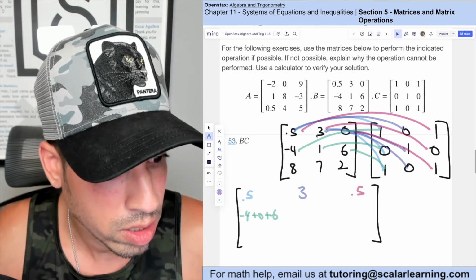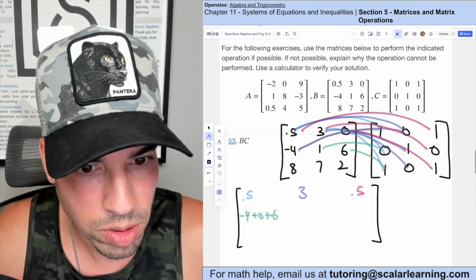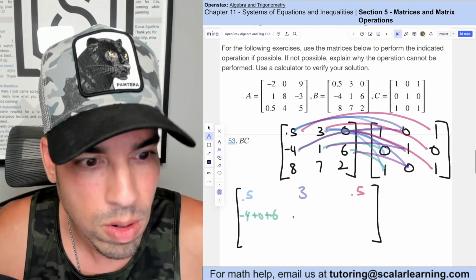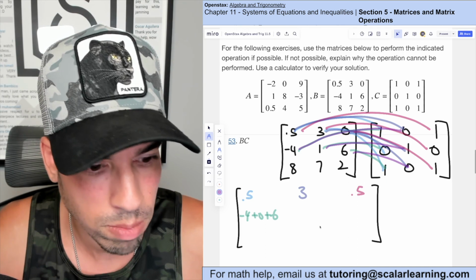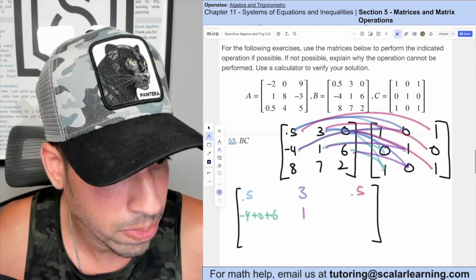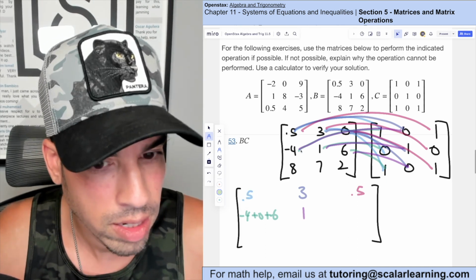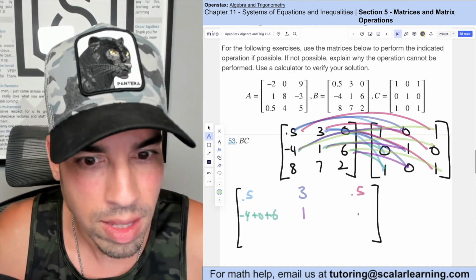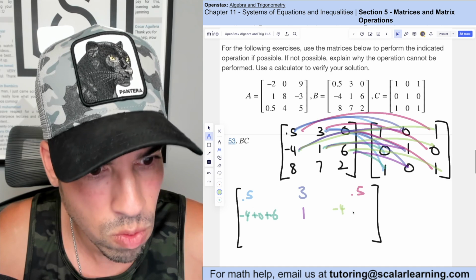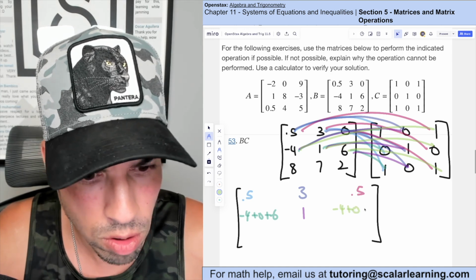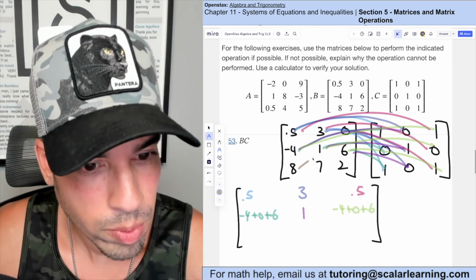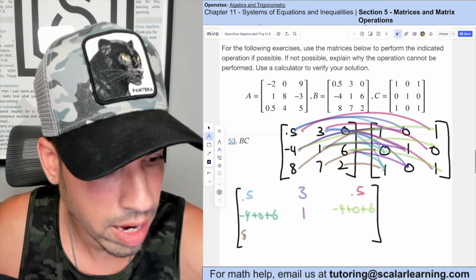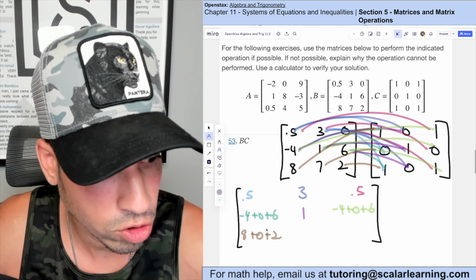And then we'll go here. We got negative 4 times 0 plus 1 times 1 plus 6 times 0. That is 0 plus 1 plus 0, which is just 1. All right, moving on. We got negative 4 times 1 plus 1 times 0 plus 6 times 1. That is negative 4 plus 0 plus 6. Last row, we got 8 times 1 plus 7 times 0 plus 2 times 1. So that's 8 plus 0 plus 2.